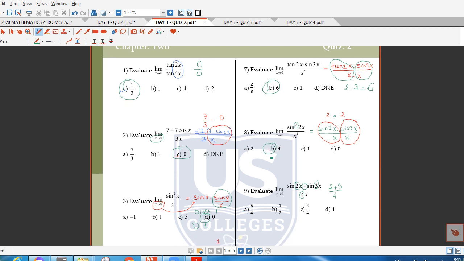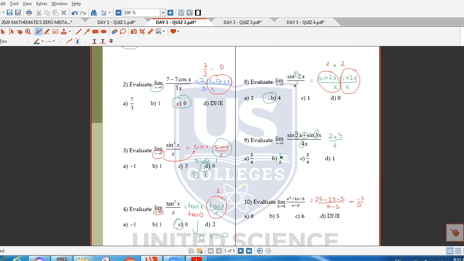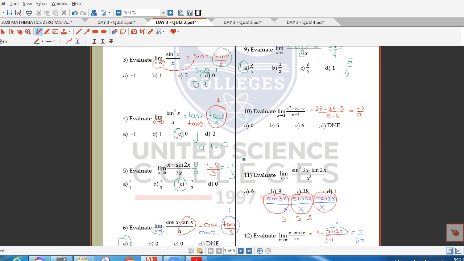The answer is 4. Question 9, it is not multiplication, it is summation. So I am just going to focus on the coefficients of x. Pay attention, all these operations are 0 over 0 cases. 2 plus 3 over 4 will be 5 over 4 as the answer of question 9. Question 9, answer is A.